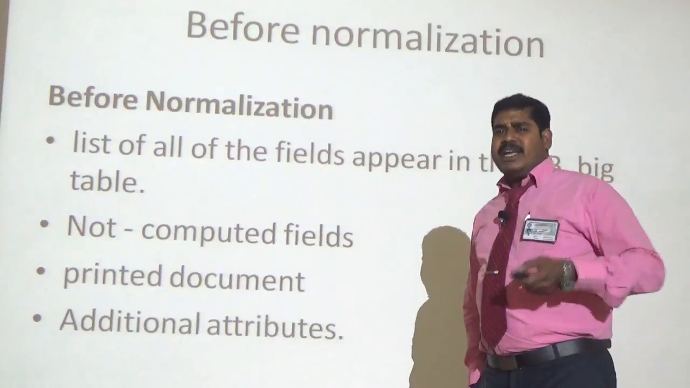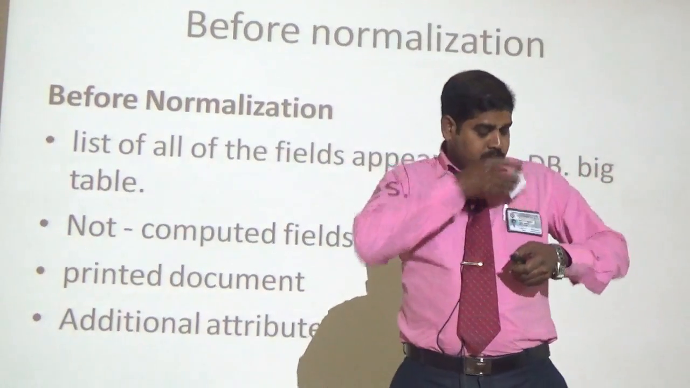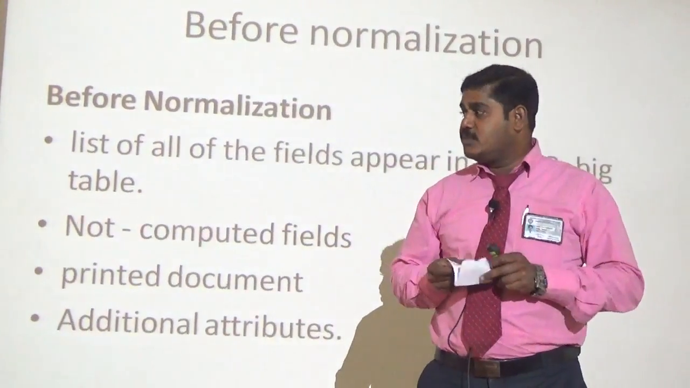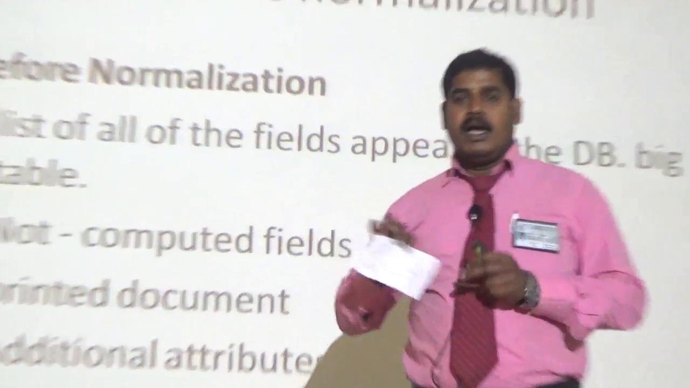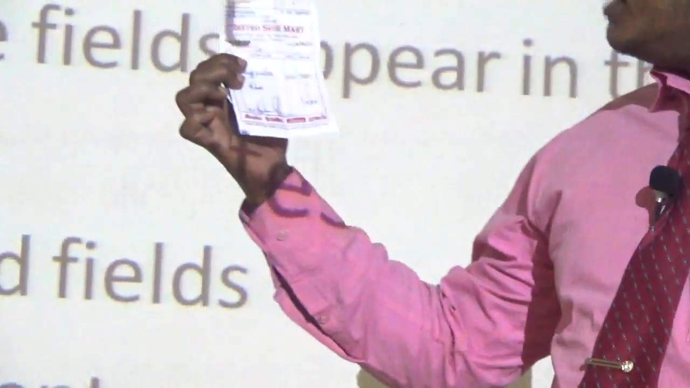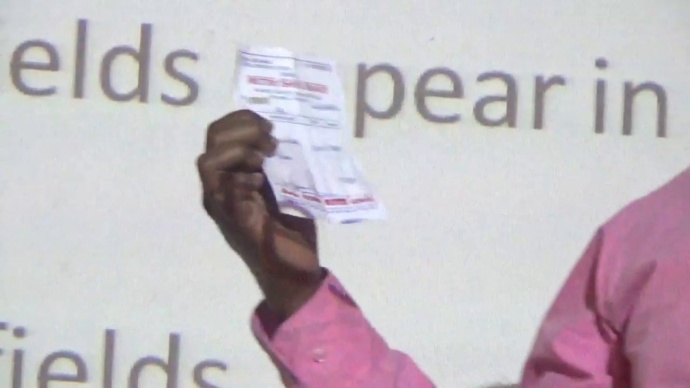And where can we get this input, the list of fields? We can get this from a small piece of a bill. In this bill we have the name of the shop, and then the number, the date, and the quantity. We have the telephone number. All of these are going to be the input.